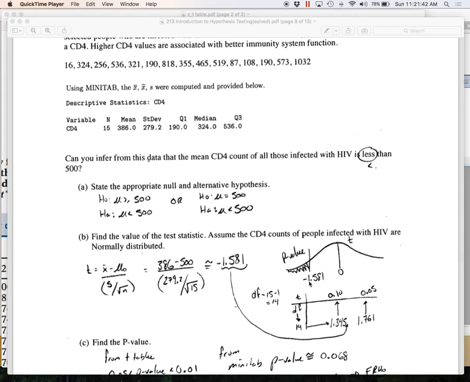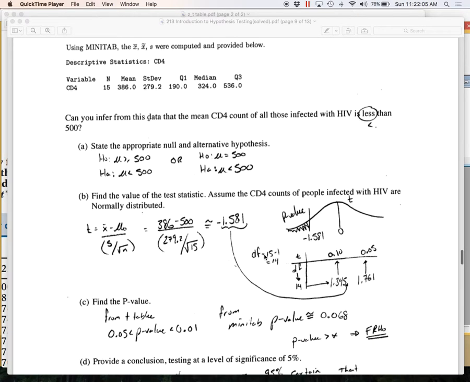Again, very good idea to draw the picture. Here's our test statistic. It's negative 1.58. Test statistics can be negative or positive. Okay, so the middle is 0. Here on the negative side is negative 1.58. Okay, so that's fine. And the p-value, of course, is on the same side that the alternative hypothesis points to. The p-value is just a one tail here.